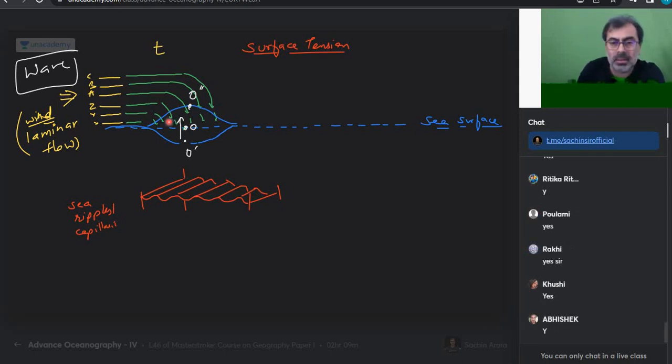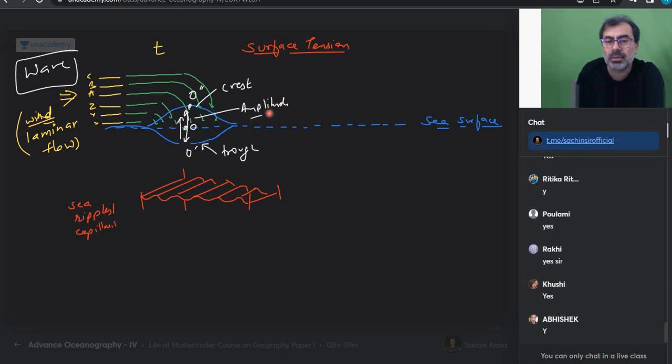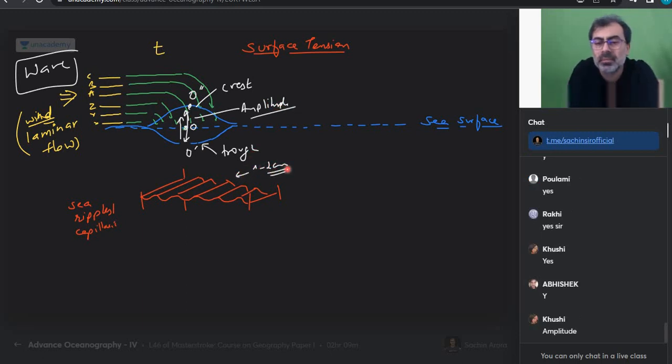This high part is called the crest. This low part is called the trough. And the gap between them is called the amplitude. How much is the amplitude? Very little. 1 to 2 centimeters only. Do we get that? But if the force is too much, then what can happen is this can be disturbed too much.